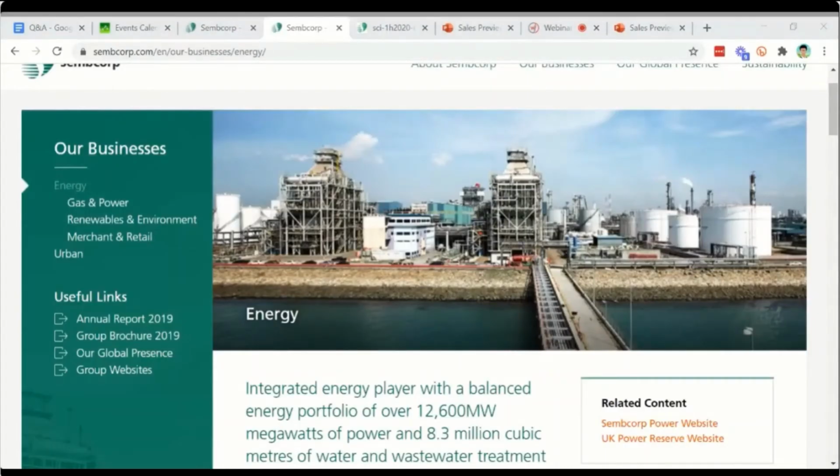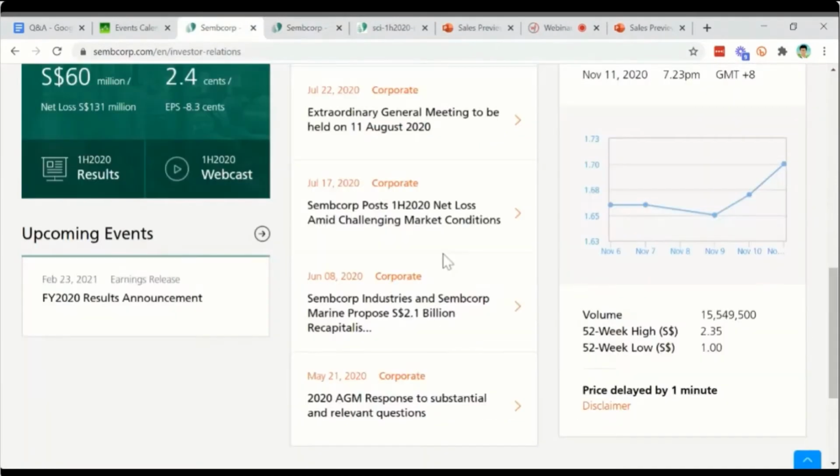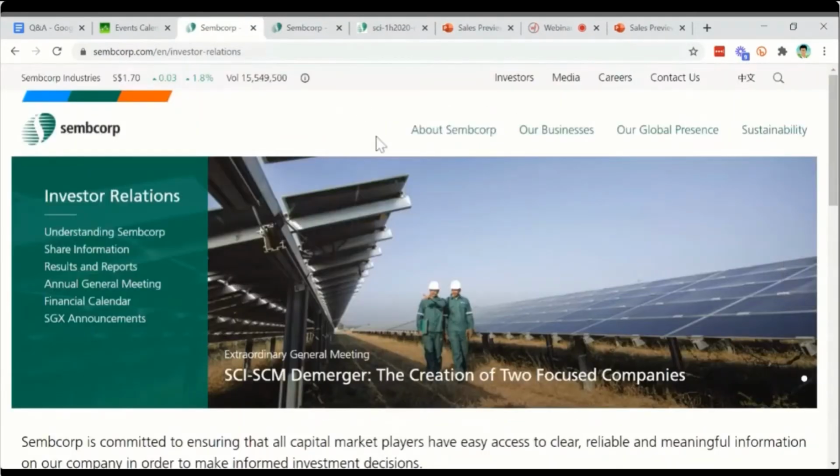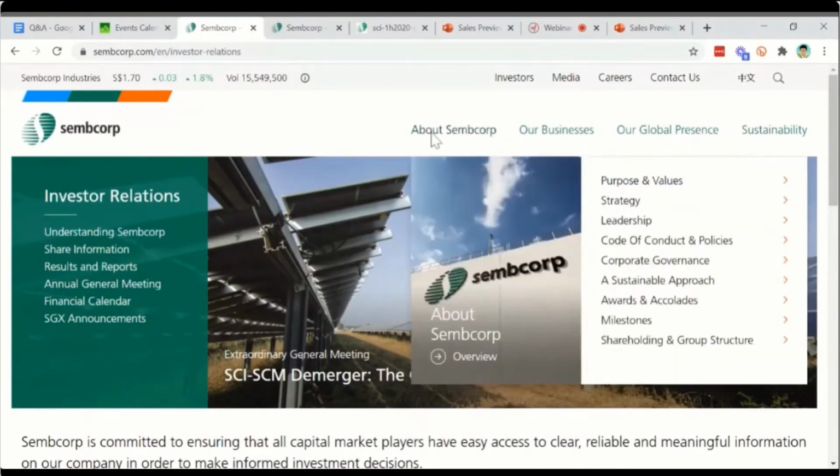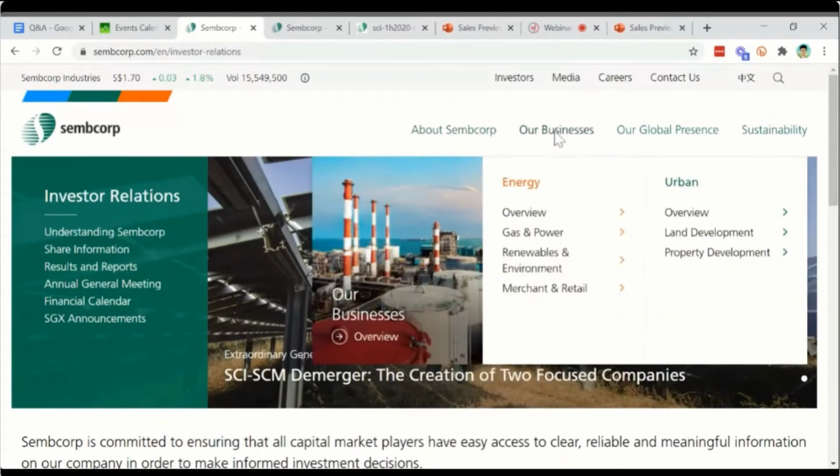Okay, for Sembcorp, I just went into the website. Usually when it comes to FA, you need to know the corporate profile of the company. So for Sembcorp, if you go to the investor relations website and go to their businesses, you will see that they are in the energy and urban businesses.